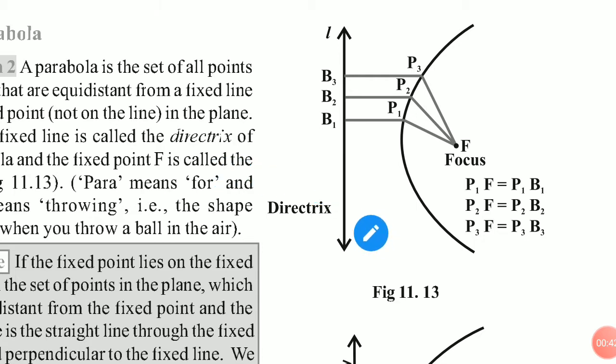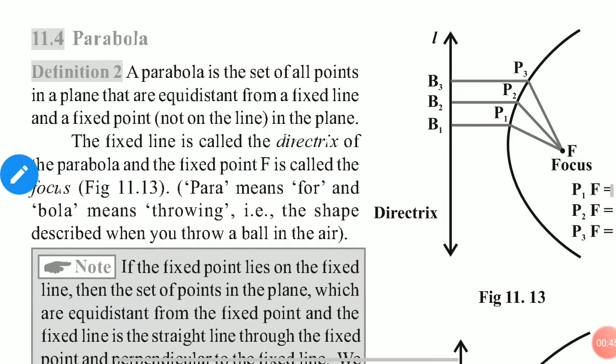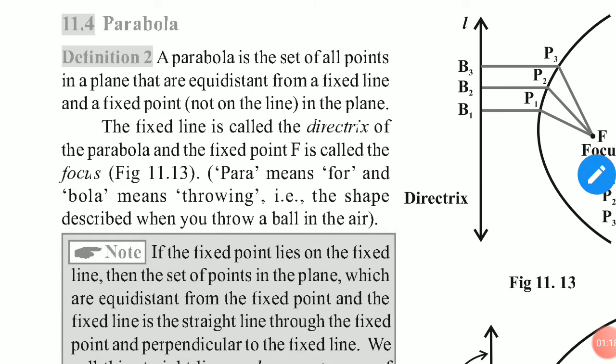Now if you want to understand its definition, first you have to read it. Now you have to learn this definition. A parabola is the set of all points in a plane that are equidistant from a fixed line and a fixed point in the plane. Now the set of all points that are equidistant from a fixed line, this is the fixed line, it is called directrix. This fixed line, what is it called? Directrix.